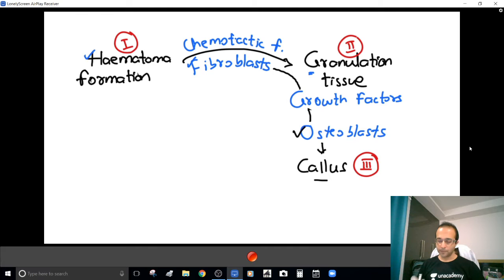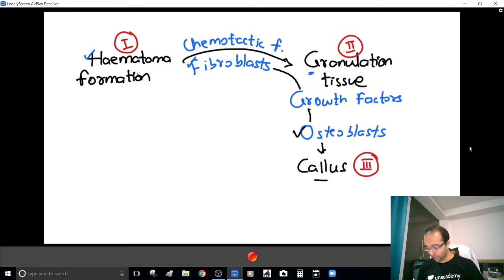Quick repetition: bone fractures, hematoma forms. The chemotactic factors in the hematoma drive in the fibroblasts, and the fibroblasts convert the hematoma into granulation tissue. Granulation tissue is full of growth factors. They make these fibroblasts grow, mature, and differentiate into osteoblasts. These osteoblasts form immature bone that is called callus.